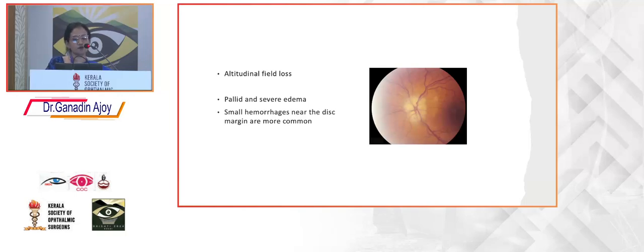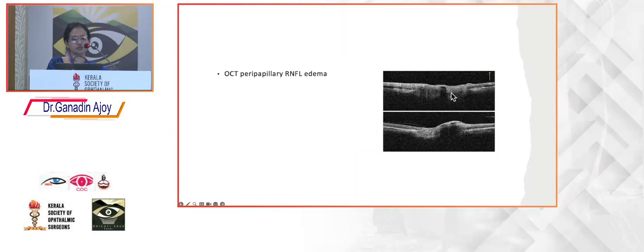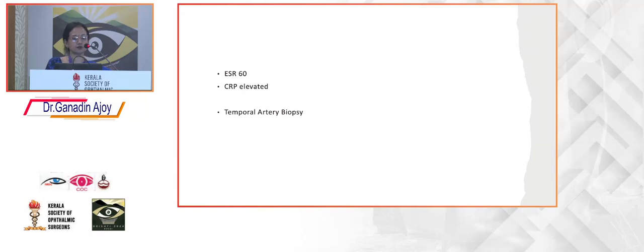Small hemorrhages near the disc margin are there, not seen very well, but it is there. The fundus photograph, as I've said, demonstrated this, and the angiogram shows an optic disc leak with patchy filling of the choroid. OCT again shows RNFL edema. ESR is 60, elevated. CRP is elevated.